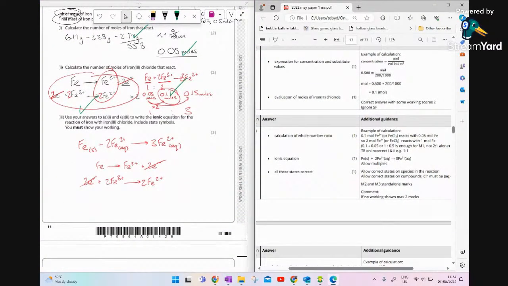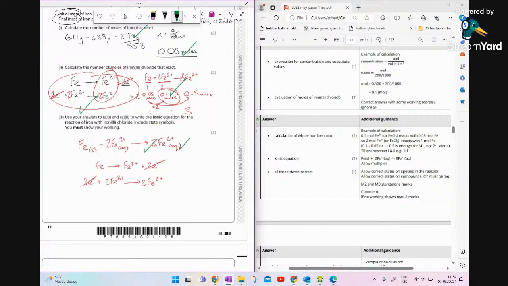Next, calculate the whole number ratio, given the ionic equation. All state symbols are provided. So there are my state symbols. Correct ratio is given. You can see that over there on the right. And I can calculate the whole number ratio. Yeah, fine. Standalone, kind of no working, max 2. I split it into its 2. Allow multiples. Correct species in the reaction.